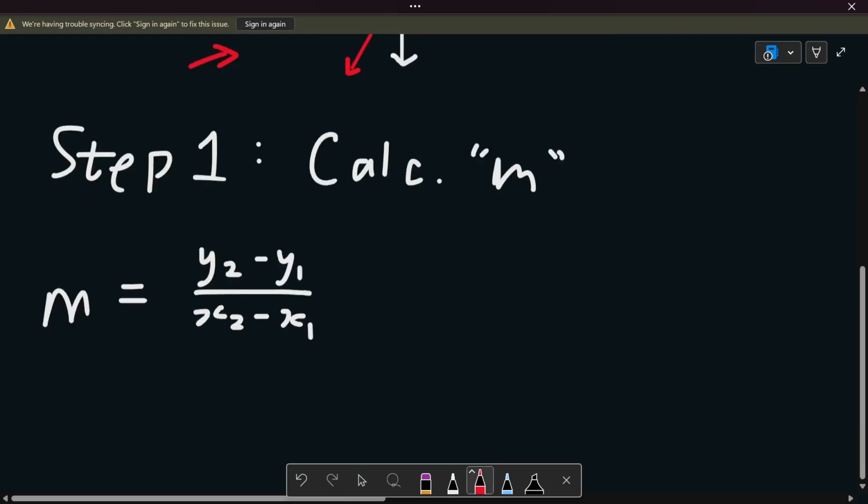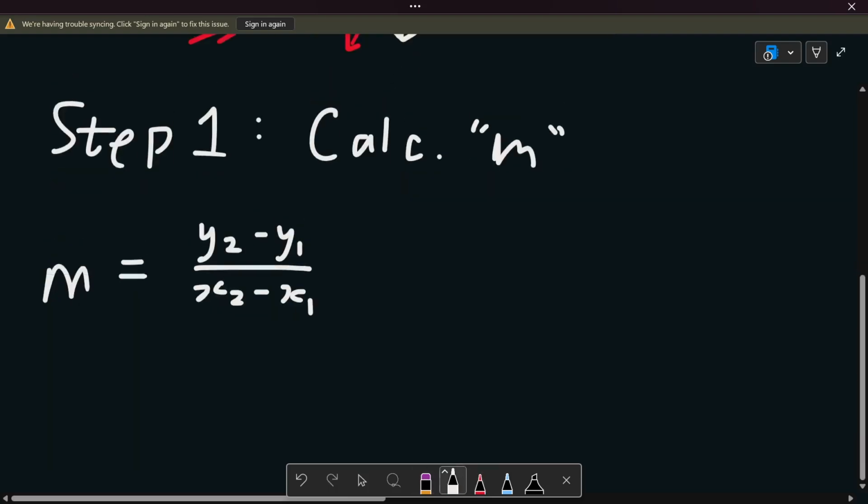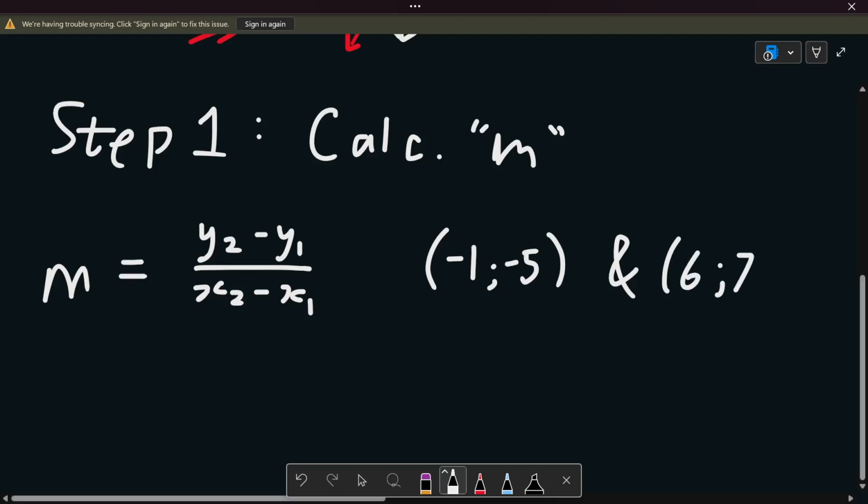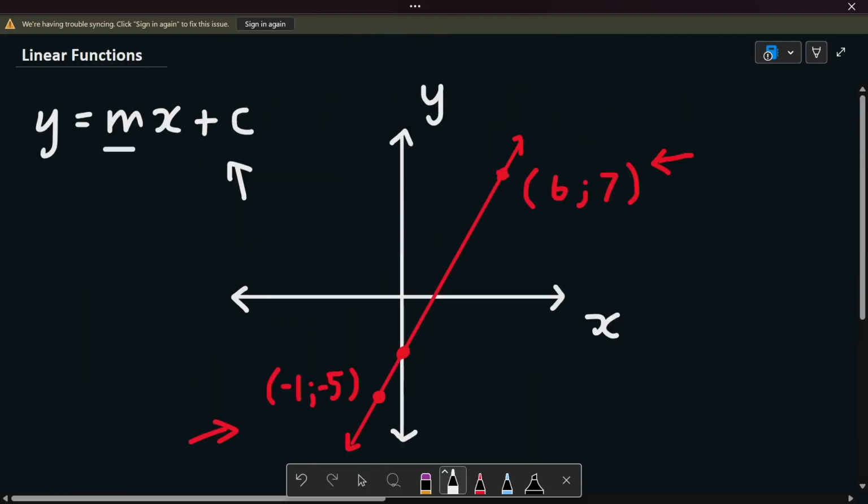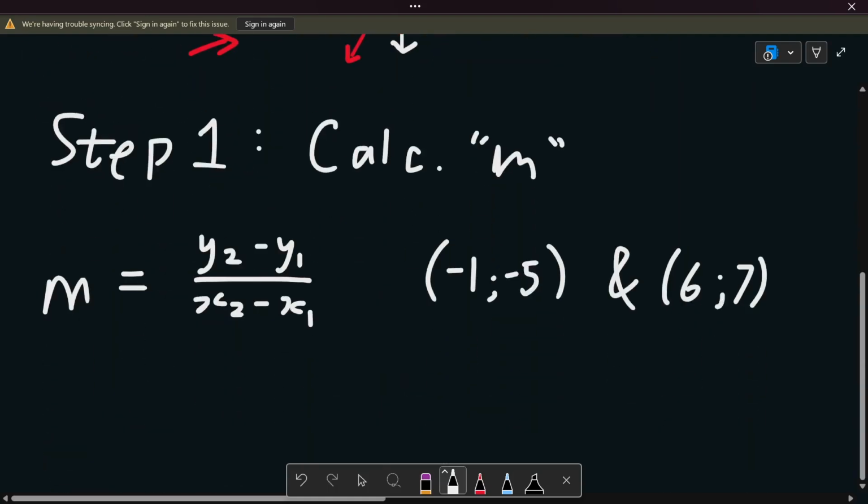So we're going to have -1 and -5. So let's write that down over here. So we have -1 and we have -5. And then our other coordinate set is going to be 6 and 7. If I can remember correctly, right? Yes, 6 and 7.